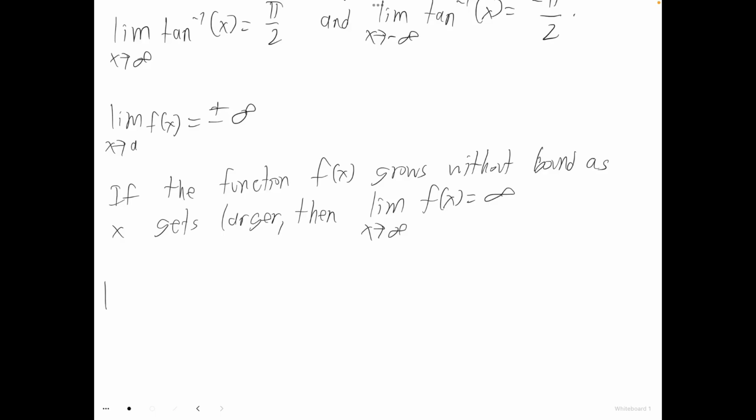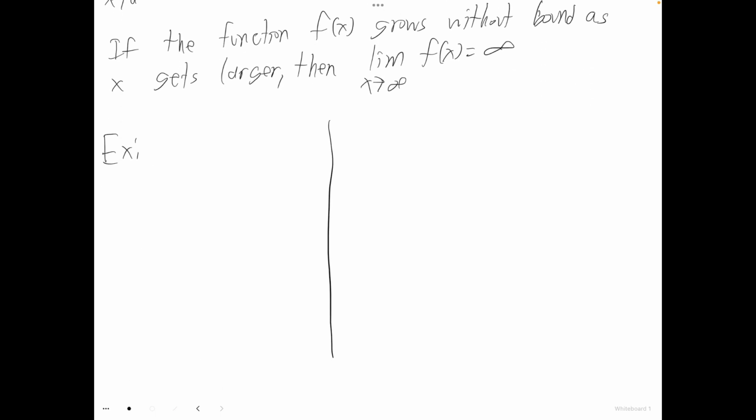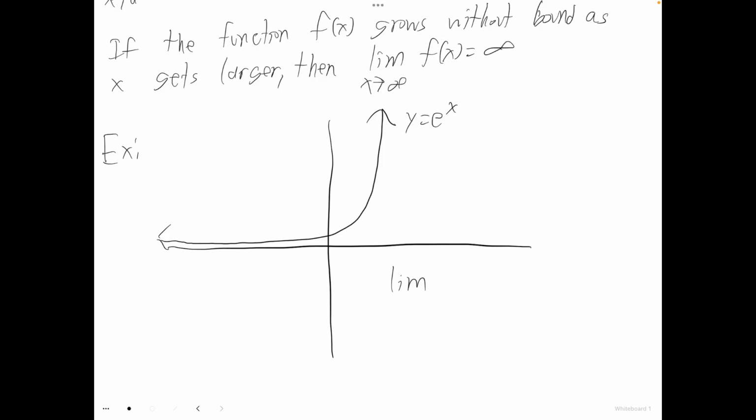And so an example graphically to keep in mind for this is if we look at the graph of the function y equals e to the x, we see that its graph looks something like the following. And so in this graph, the limit as x goes to infinity of e to the x is infinity, while the limit as x goes to negative infinity of e to the x is 0. And so we can have this situation where one of them goes off to infinity and one of them does not.